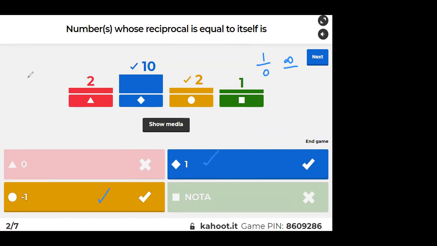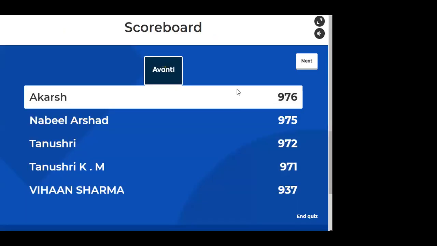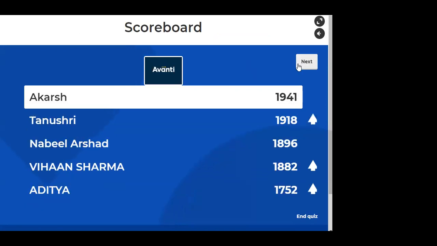Because the reciprocal of -1 is also what? 1 by -1, which is -1 only. Okay, got this? Right, everyone? Got this? Those who made mistake? Okay, next.